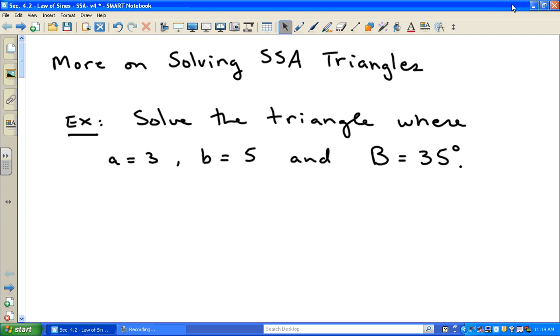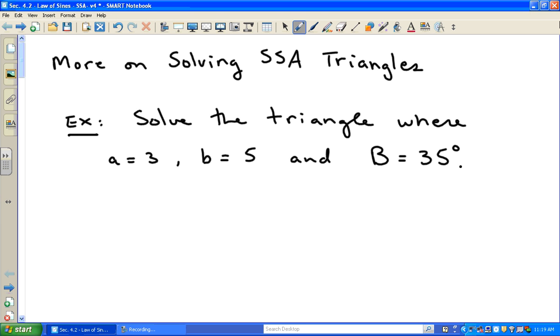As I mentioned in previous lessons, please don't try to draw these triangles. And the reason being, we don't know if they're going to form a triangle. We don't know if it's going to form one triangle or two triangles. So let the math do the work for you. We'll make our discoveries as we go through the problem.